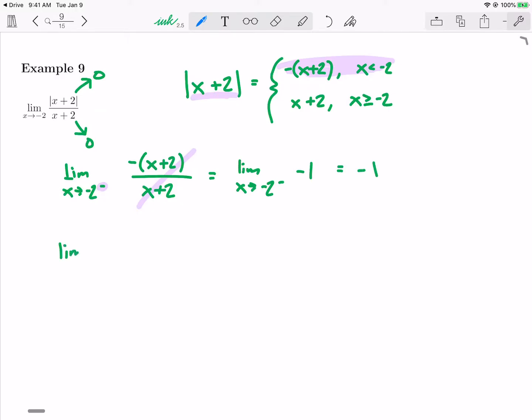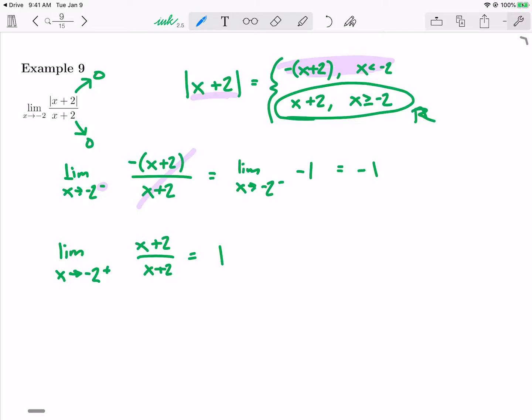And as you can guess, the limit from the right should be +1, because I'm going to end up using this piece for the limit from the right. So I replace the absolute value with just plain old x plus 2 over x plus 2, which is just 1. Therefore, this limit does not exist because the left and the right-sided limits are not equal.